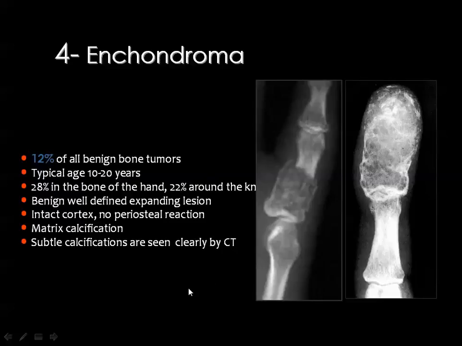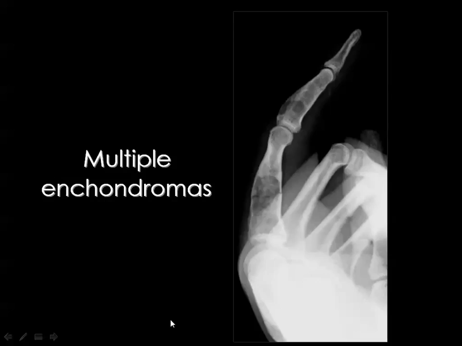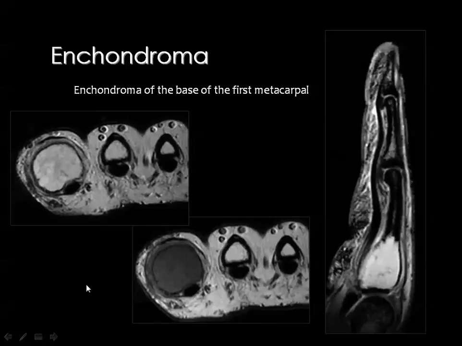Then very frequently this tumor may be associated with pathological fracture. Multiple enchondromas can also be seen in many cases. As you can see in this finger, there is an expanding lesion here, and there is another one in the proximal phalanx, and you can appreciate the pathological fracture as well. MRI can show the expansion of the lesion here, but it cannot appreciate the presence of calcium.